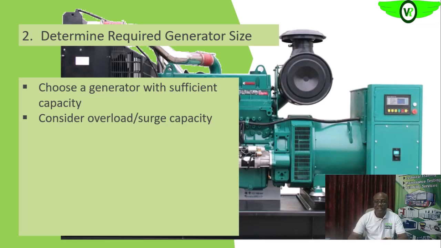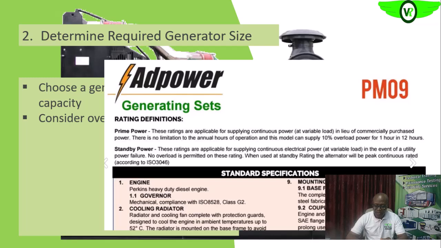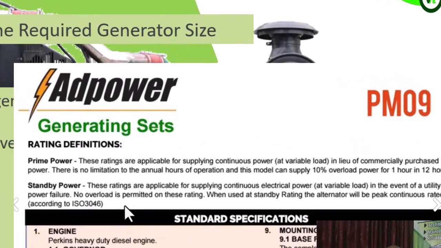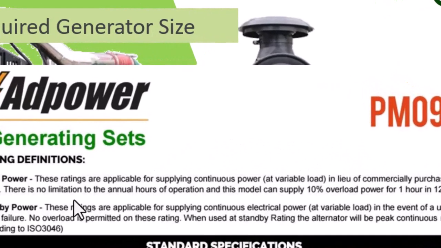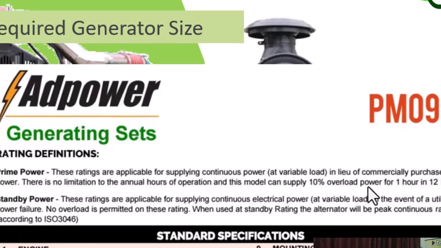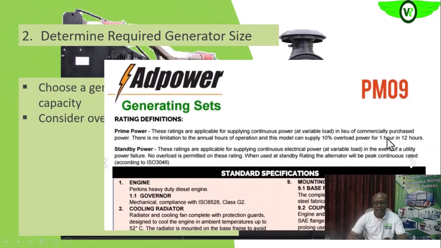You will see that in the data sheet of the generator, as you can see here. So if you look at your screen now, you see that there is no limitation to the annual hours of operation, and the model can supply 10% overload power for 1 hour. So if this can accommodate what you are expecting, fine.